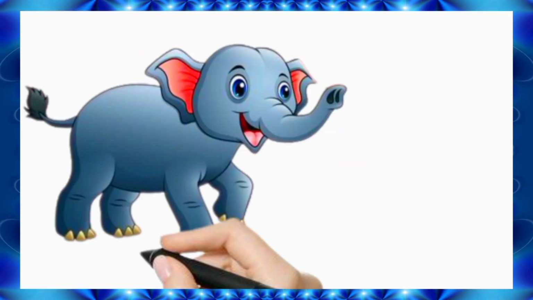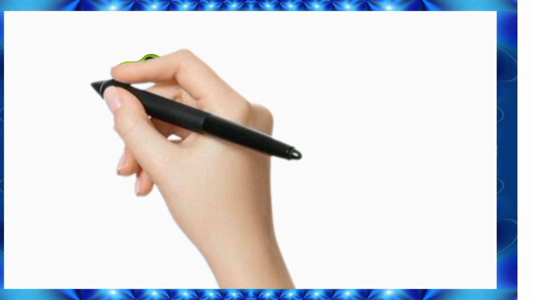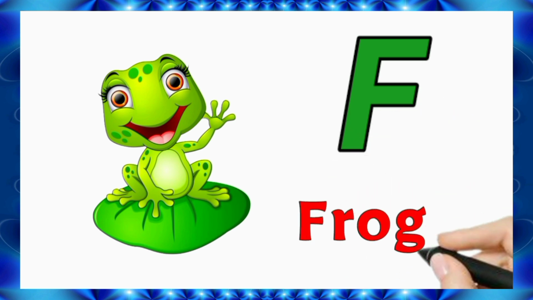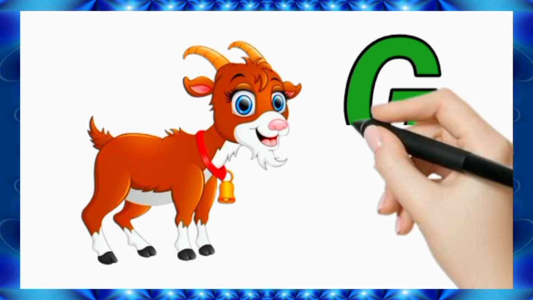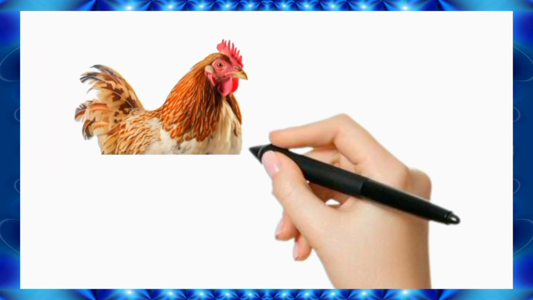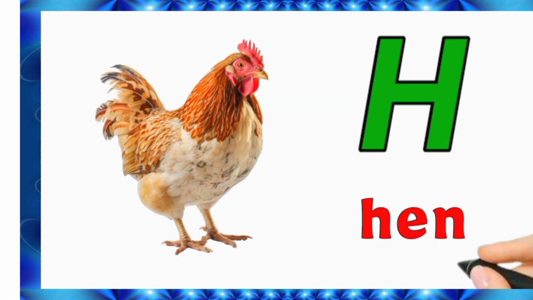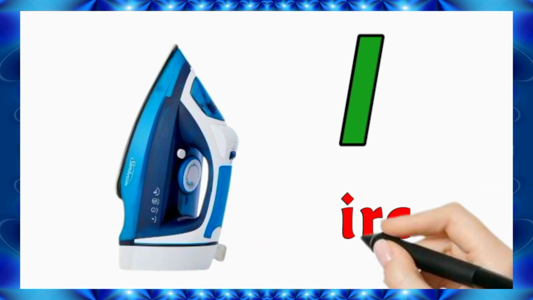E for elephant. Elephant means hathi. F for frog. Frog means mendak. G for goat. Goat means bakri. H for hen. Hen means murgi. I for iron. Iron means istri.